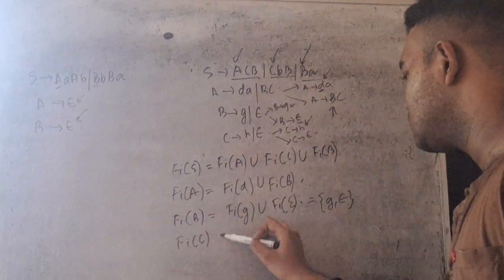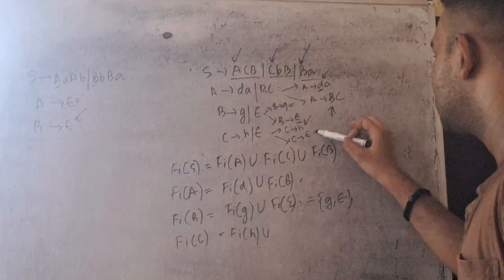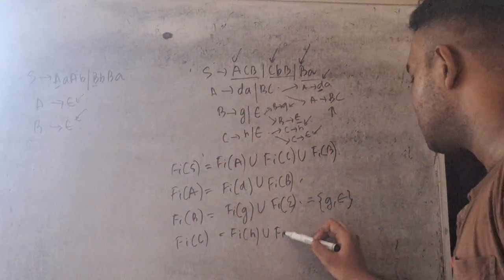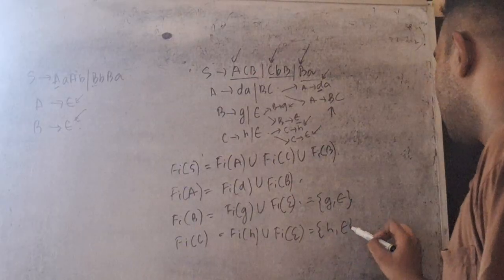It is small h. So it will be first of small h union. In this production rule, what is in the first position? It is null. So it will be first of null. So it will ultimately be h and null.